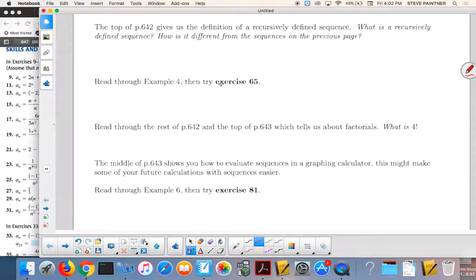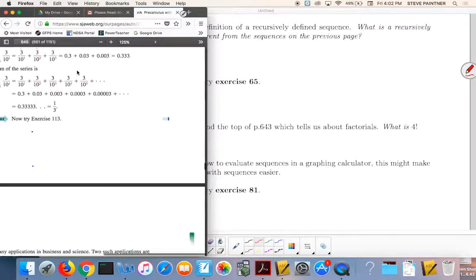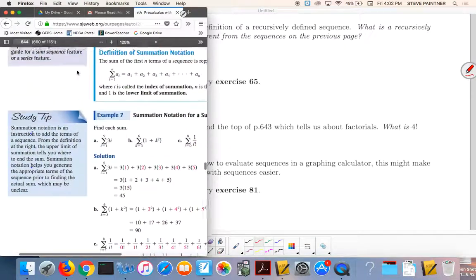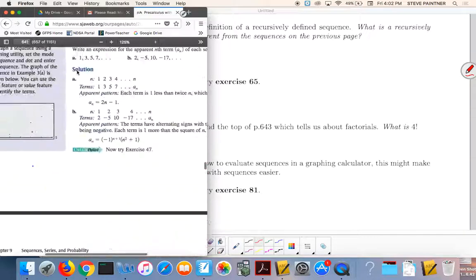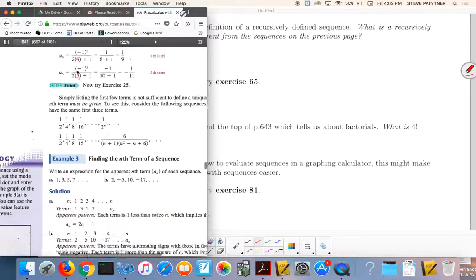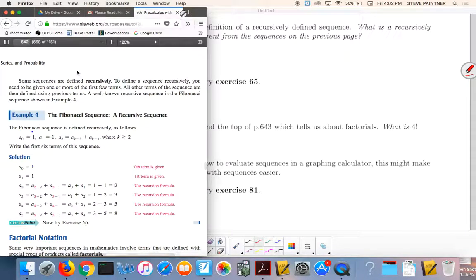Okay, so it says the top of page 642 gives us the definition of a recursively defined sequence. And then the question I asked you here is, what is a recursively defined sequence? How is it different from the sequences on the previous page? So I need to actually go to page 642 now to figure out what these recursively defined sequences are. Okay, 642. It says some sequences are defined recursively.